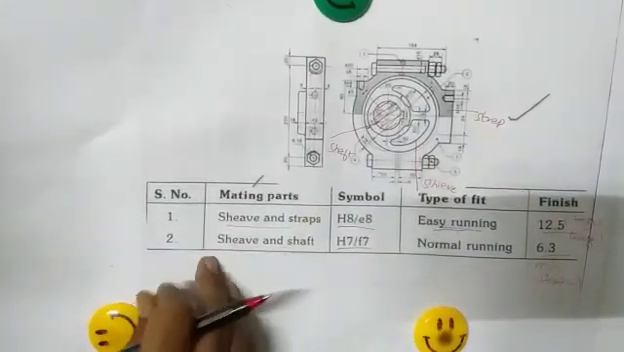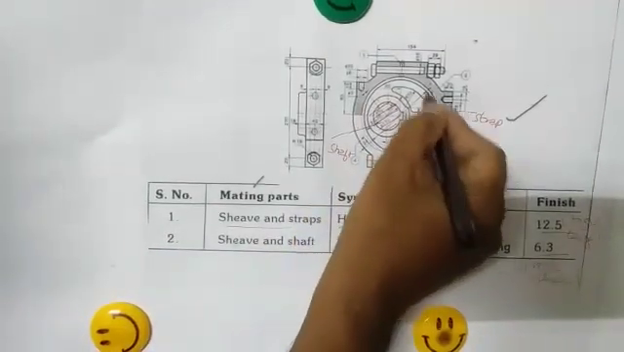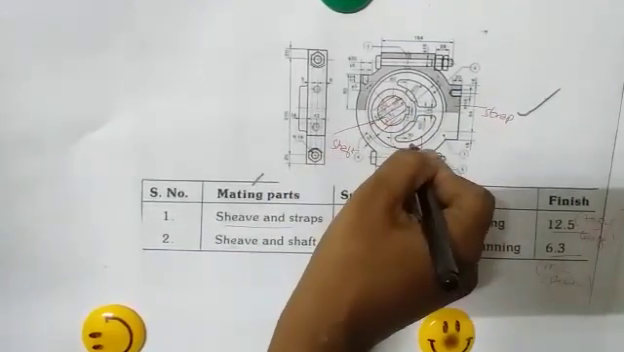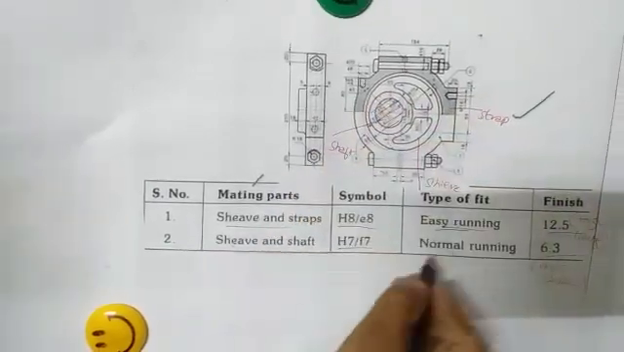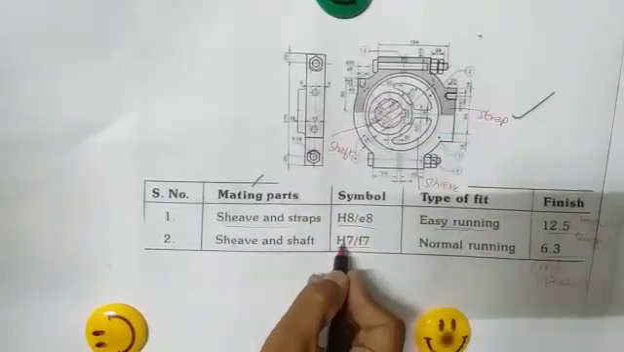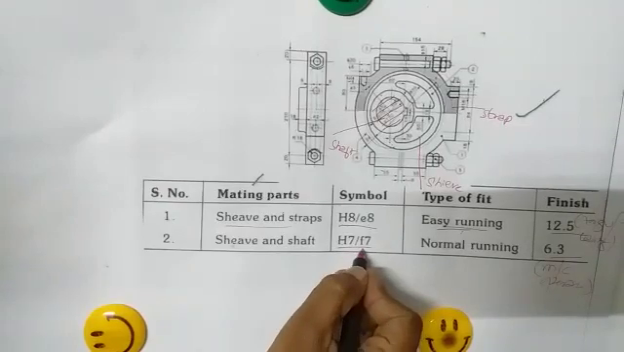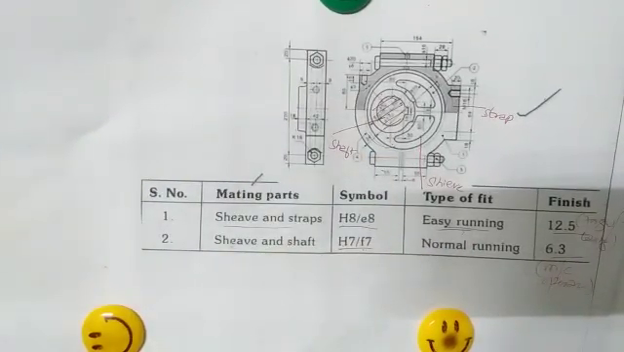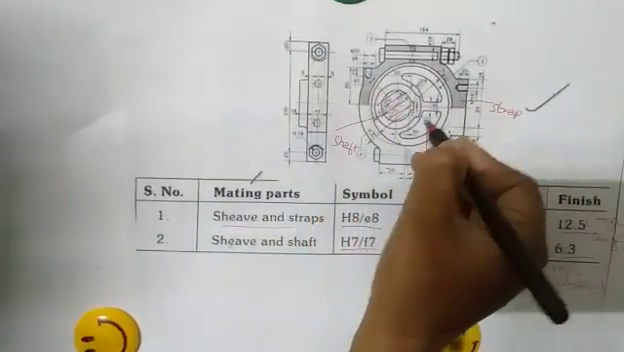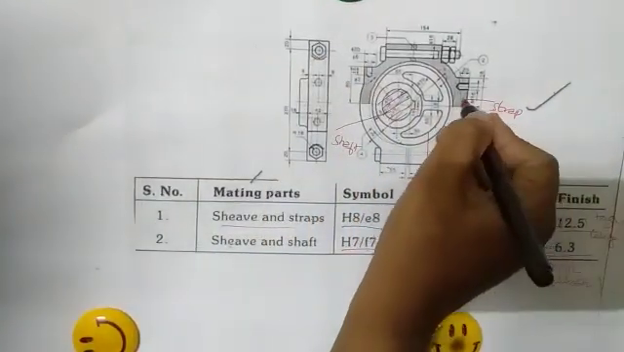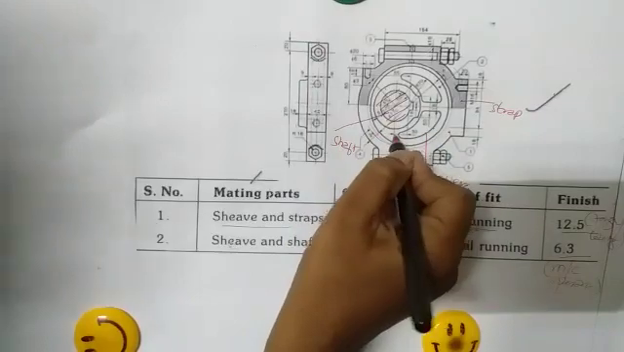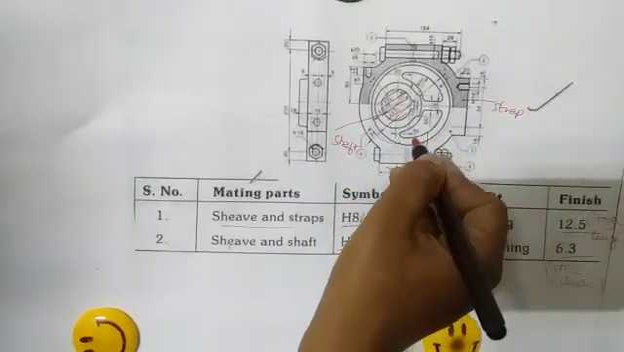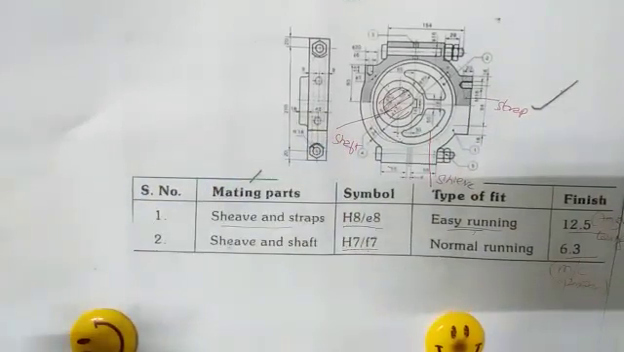Now next is the sheaves, as well as the shaft. This is called the shaft. This is called the sheave. These two again have what is called a normal running fit, so H7, F7. So there are two types of fit: one is the fit between the sheaves and the strap, then the fit between the sheaves and the shaft. These are the two kinds of fit we're going to get.